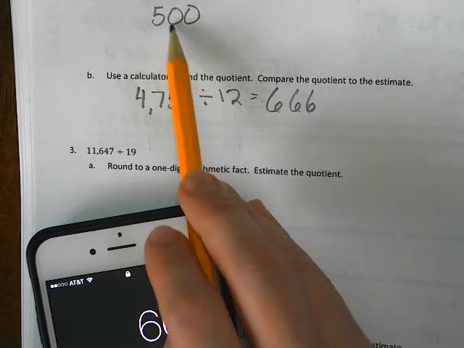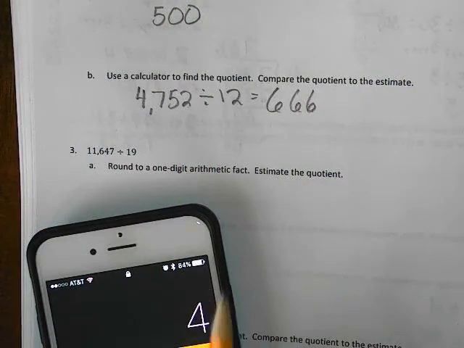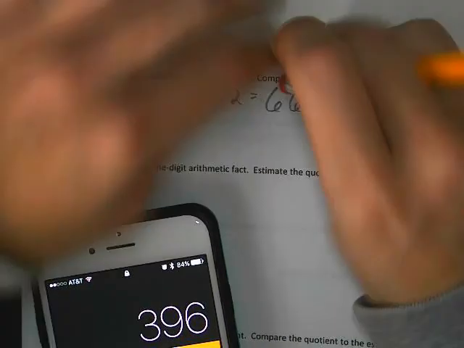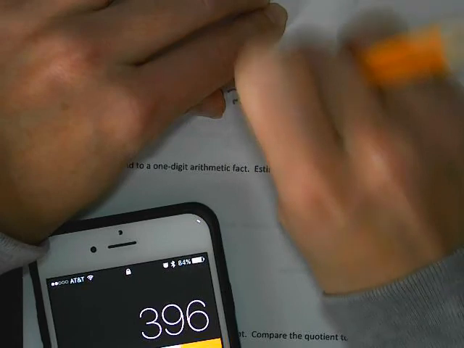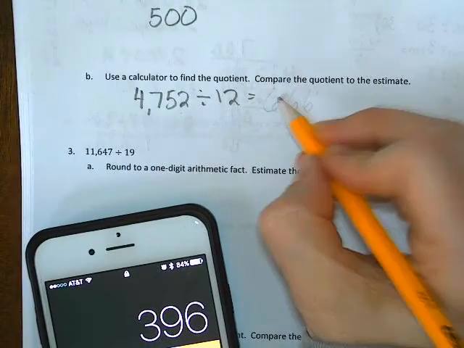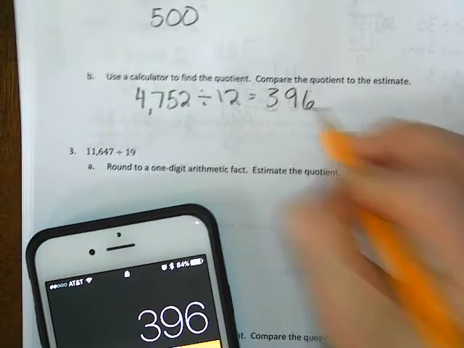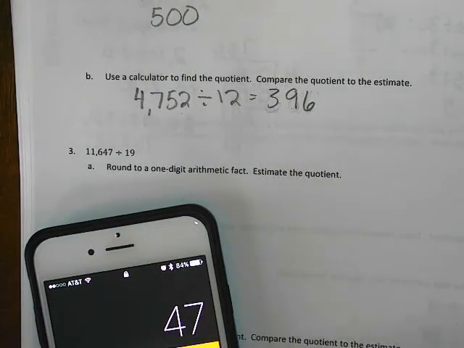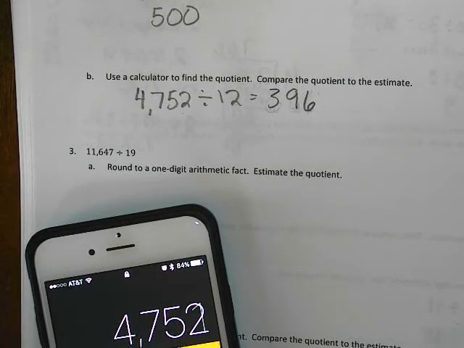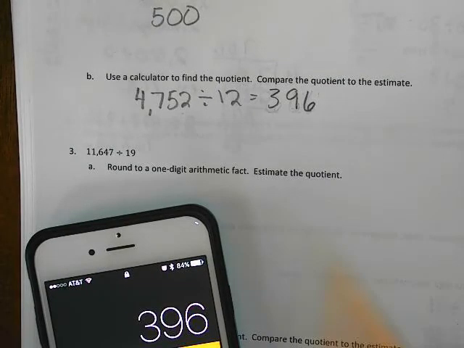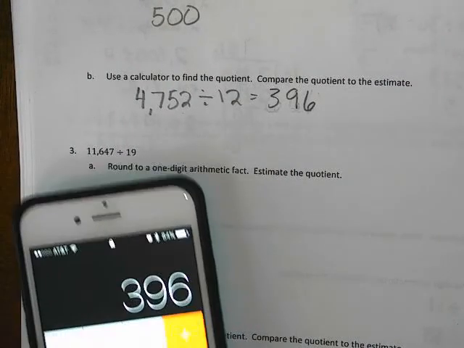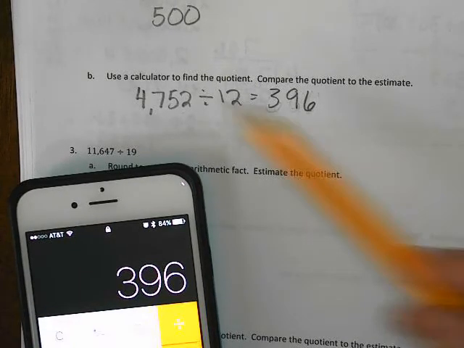If I look at this, that's a little bit further than any of the other ones have been, so I'm going to double check it just to make sure. And I put something wrong in, so it's 396, which is still kind of far. And we'll do it a third time. 4,752 divided by 12, 396. So that's about 100 off. But I've checked it twice, or actually 3 times, so I know that this is correct.